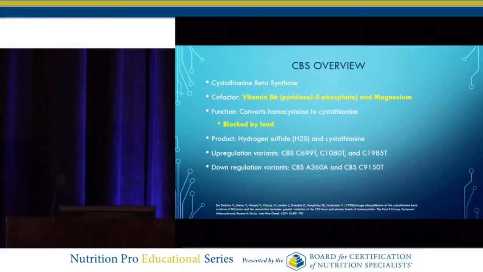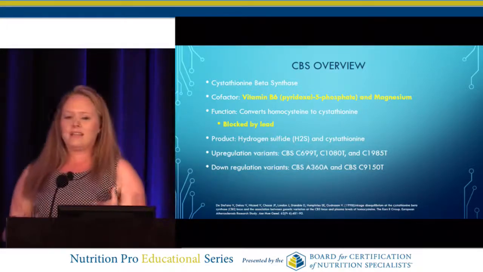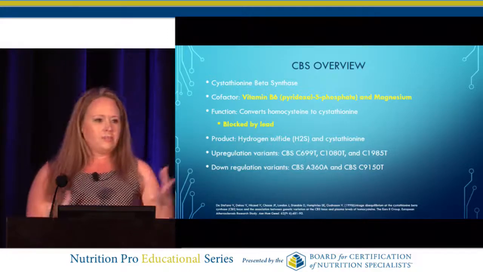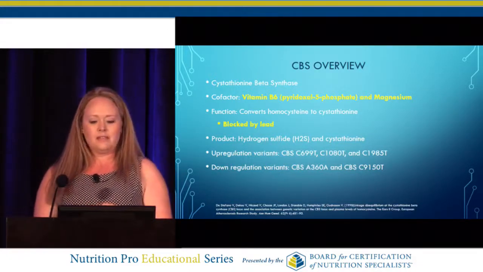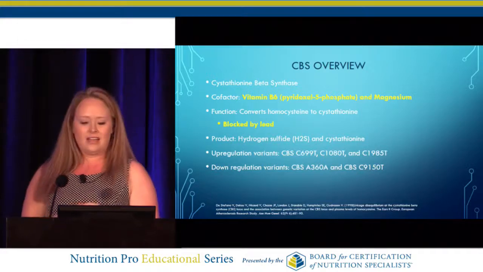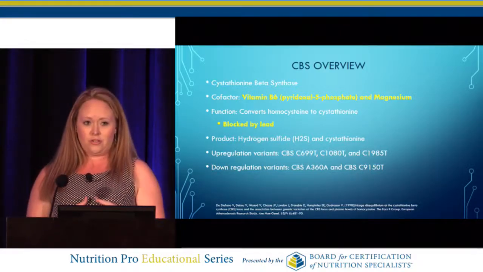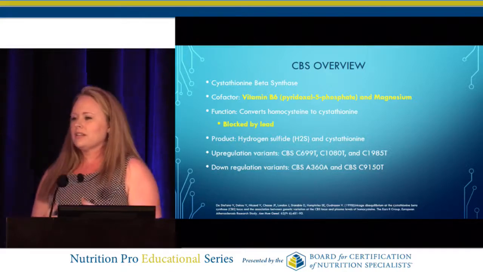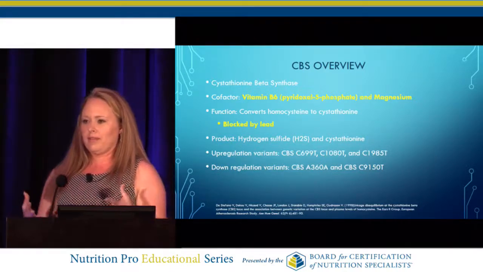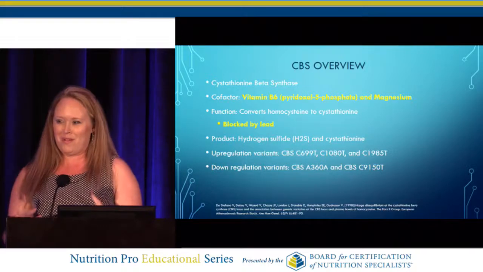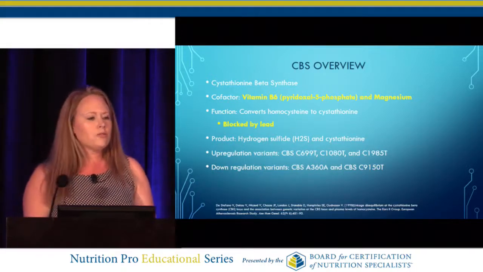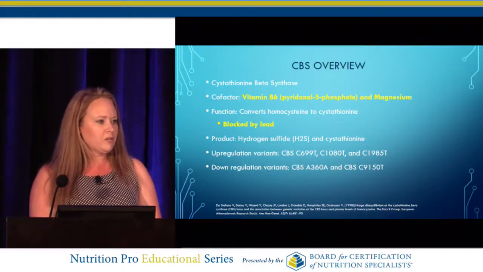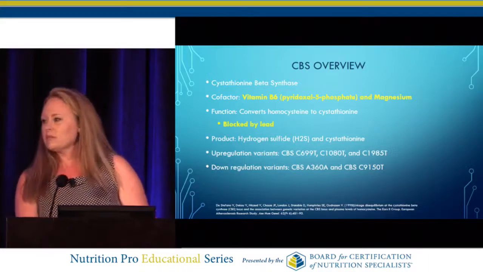Thanks, Jessica. So cystathionine beta synthase. As Jessica mentioned, it's B6 dependent. It converts homocysteine into cystathionine. It has a product of hydrogen sulfide as well. There are upregulated variants and downregulated variants. So we're going to talk about basic science in just a minute on what that actually means. But for those of you who work in the pediatric population, I want you to take note that this particular enzyme is blocked by lead.